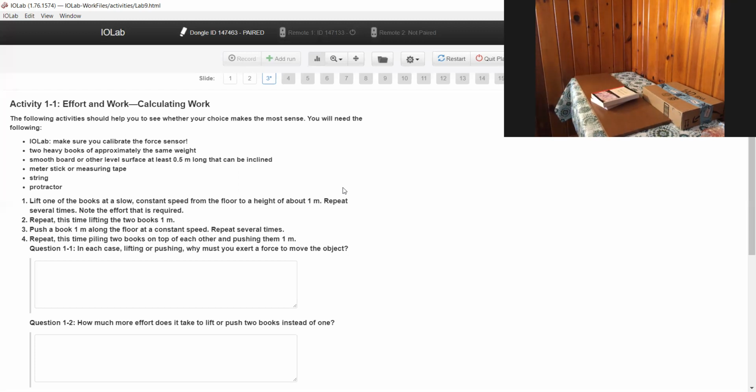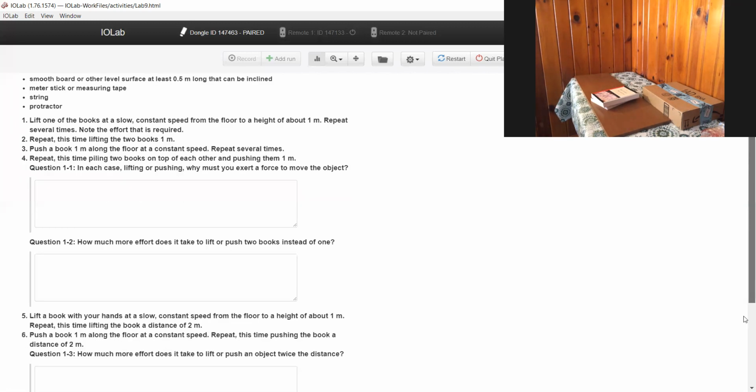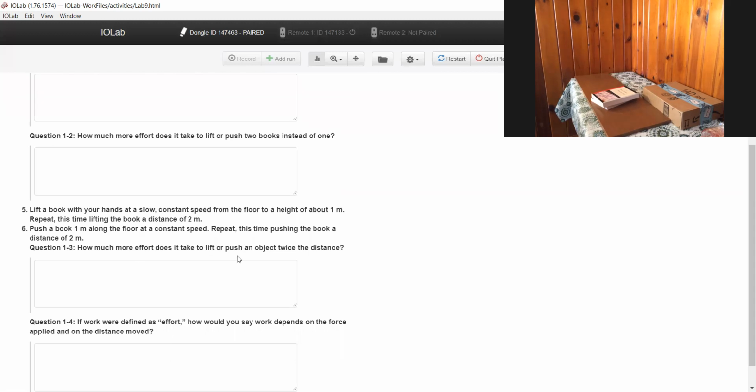You can use one book, lift it to a certain height, then two books, lift them to the same height. Notice your efforts when moving one book pushed to a certain distance, the initial distance, then two books pushed to the same distance. In each case, lifting or pushing, why must you exert a force, an extra force, to move the object? When we use two books, the mass was increased. How much effort does it take to lift or push two books instead of one? If you have noted, it should be twice. Based on that, you may give your answer. Same thing here: how much effort does it take to push or lift twice the distance? So you can give the answer.